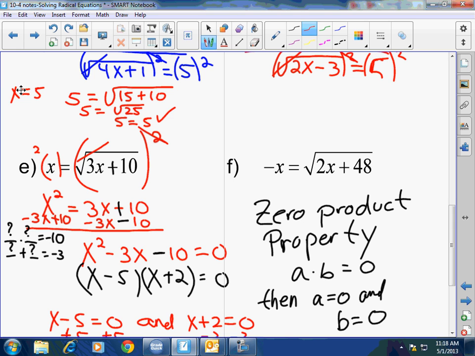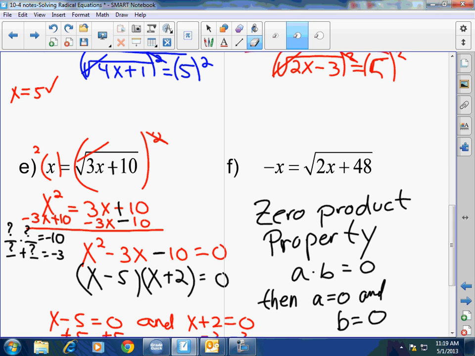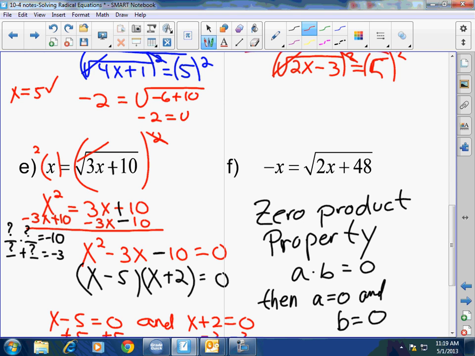I promise. So 5 works for sure. That is a solution. Now let's see if negative 2 works. Does negative 2 equal the square root of, what's negative 2 times 3? Negative 6 plus 10. So that's negative 2 equals the square root of 4. Does negative 2 equal 2?